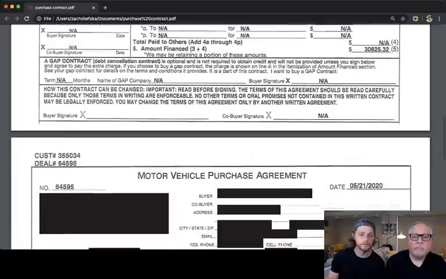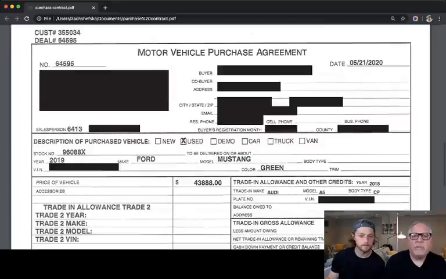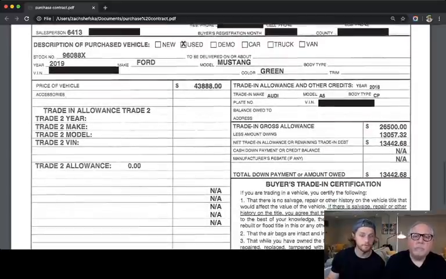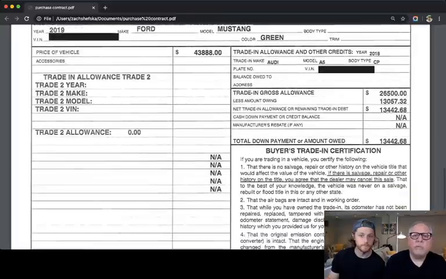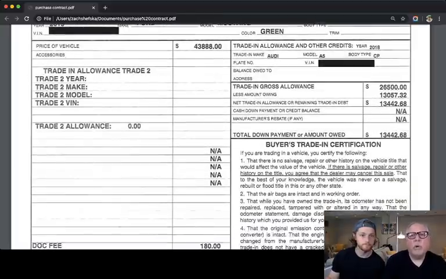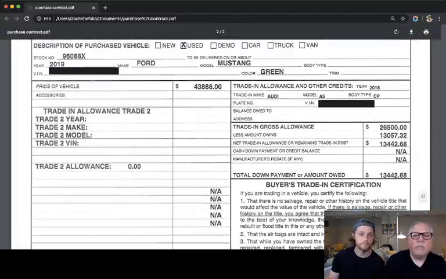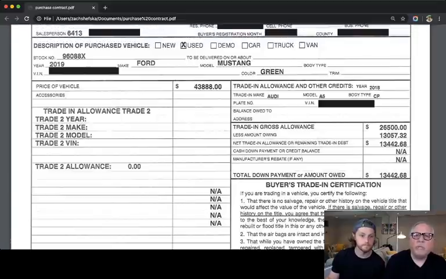Gotcha. Okay. So this is the second page. Yes. So this is basically a buyer's order. So let's break down the buyer's order. Okay, so you can see the price of the vehicle, and you can see at the top it tells you what the vehicle is. So it'll always list the vehicle that you're buying, whether it's new, used, demo, car, truck, or van. It will always include the VIN number. And the reason all these boxes are there is so that somebody can't say, well, I didn't know it was a used car. Well, no, you did, and you signed for it.